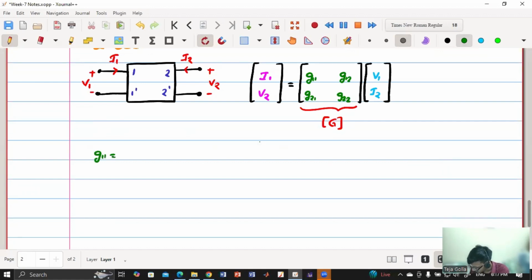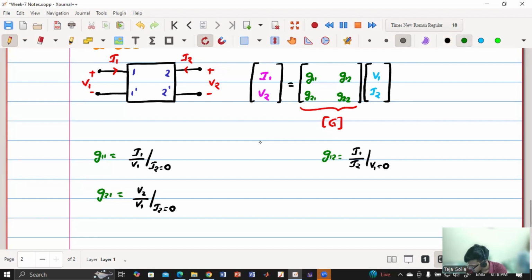So G11 will be I1 by V1 when I2 is equal to 0. Similarly, G12 is equal to I1 by I2 when V1 is equal to 0. And then G21 is equal to V2 by V1 when I2 equals 0. And G22 is V2 by I2 when V1 equals 0.